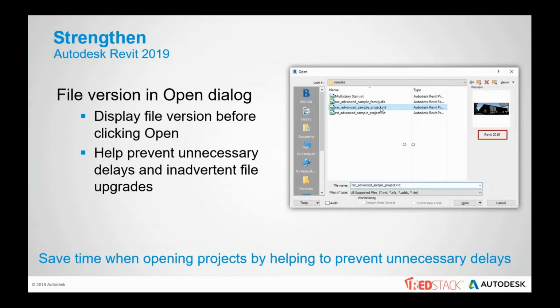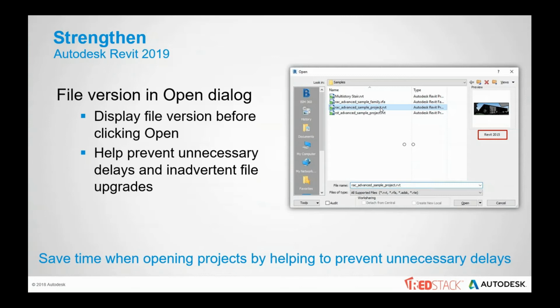The next thing is file version in Open Dialog to help streamline the file open process and minimize undesired file upgrades. The Revit Open Dialog now displays a software release that was last used to save a selected file for file types that are RVT, RFA, and RTE.